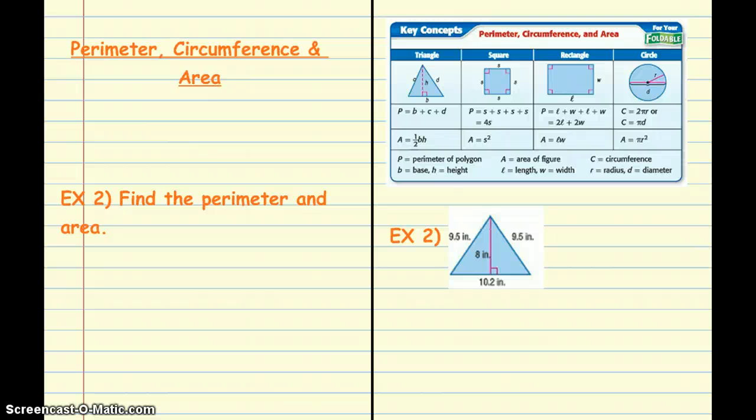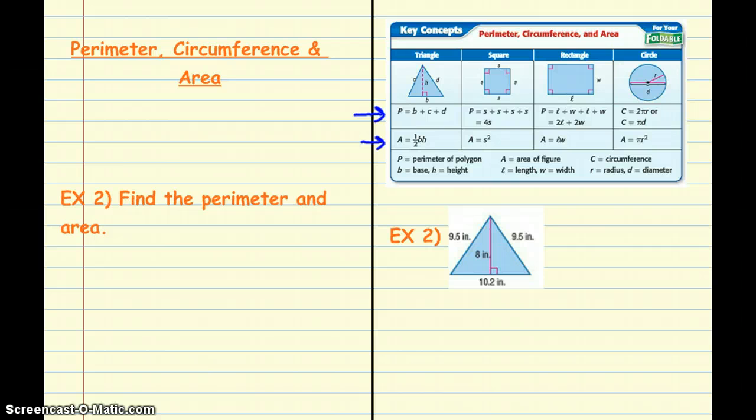So let's switch gears. Let's just do a quick review of perimeter, circumference, and area. Again, perimeter and circumference are basically the same thing of a circle. Okay, so here you see all of the formulas for perimeter. And then this next row are all the formulas for area.